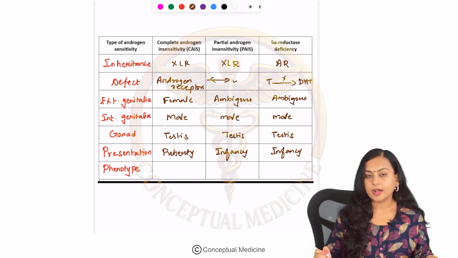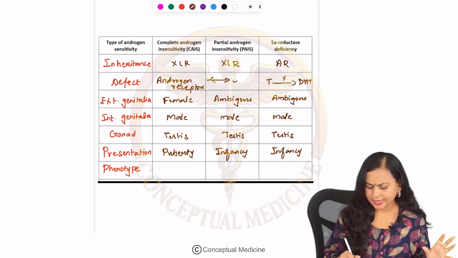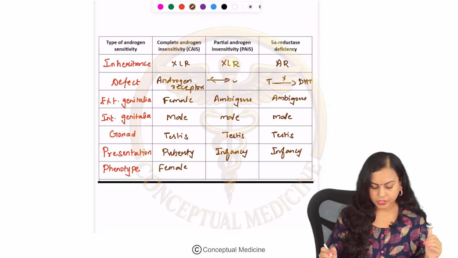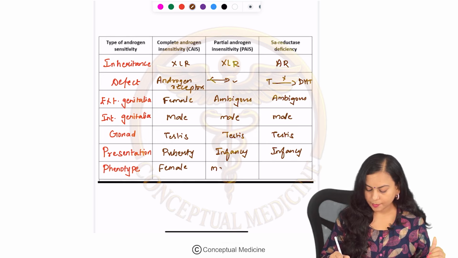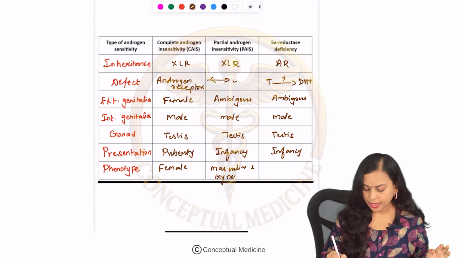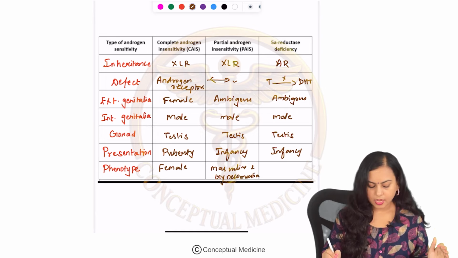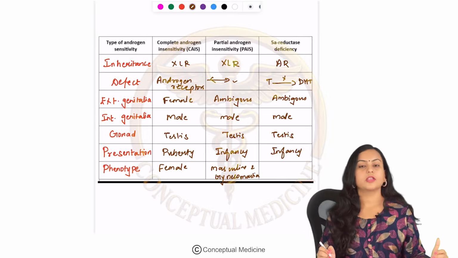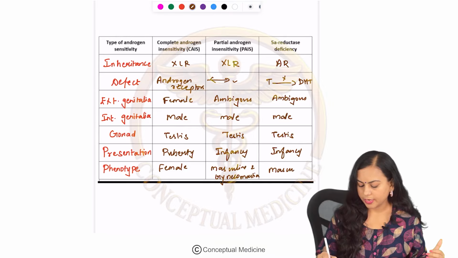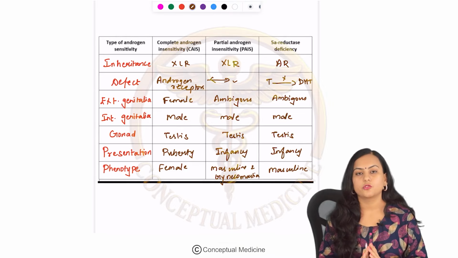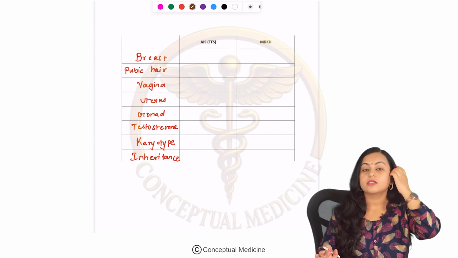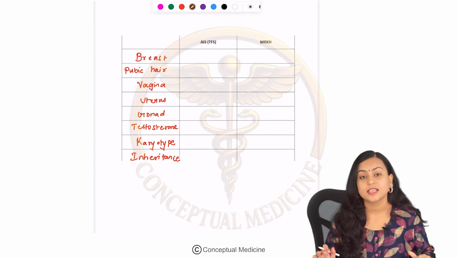The phenotype in complete androgen insensitivity syndrome is completely like a female. They will look completely like a female with well-developed breasts also, right? In partial androgen insensitivity syndrome, they are going to be partly masculine and they will have gynecomastia. In 5-alpha reductase deficiency, the phenotype is going to look more like a male, a masculine phenotype. So this differentiation you should know well. Clear? Right.